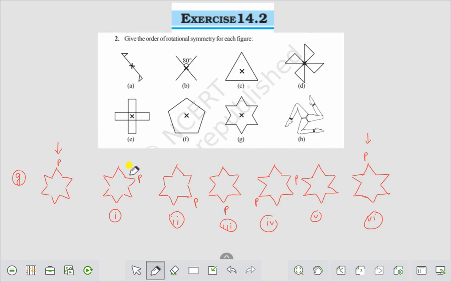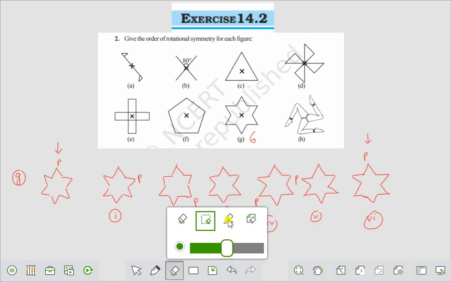That means again we come to the original position, that we rotate from here to here 180 degree, right? That means how many order of symmetry? 1, 2, 3, 4, 5, 6. Therefore, the order of symmetry for this star is 6. The order of symmetry for this figure G is 6. Now we solve question number H, right?